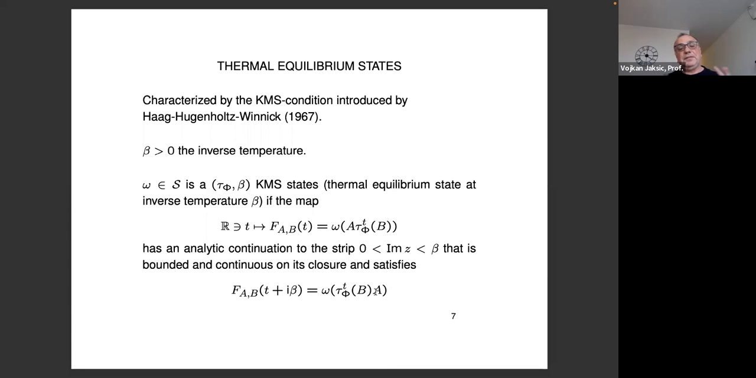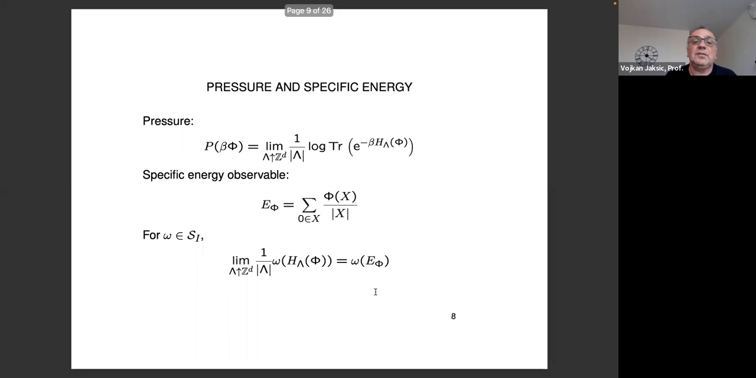Now we have introduced a thermal equilibrium state via the KMS condition, but these states can also be characterized by the Gibbs variational principle, and that came later, in the 1970s. To describe it, I need to recall some basic definitions. So we need to introduce pressure, free energy and specific energy.